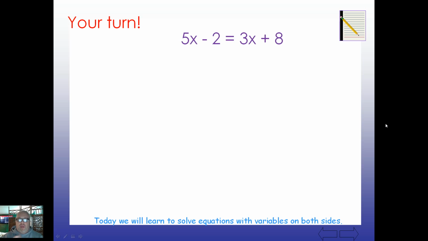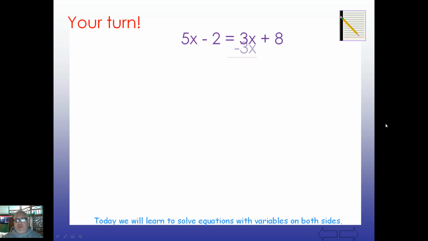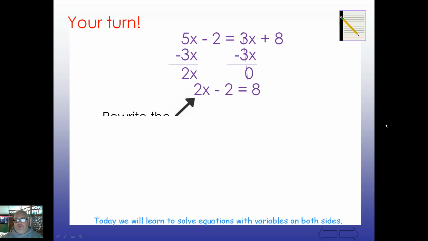Alright, what'd you do there? Let's see. What I would do is I'd get rid of that 3x first of all. So I'm going to get all the variables on one side, and I'm going to end up by subtracting that 3x, not from just one side of the equation, but from both sides, which gives me a rewritten equation of 2x minus 2 equals 8.